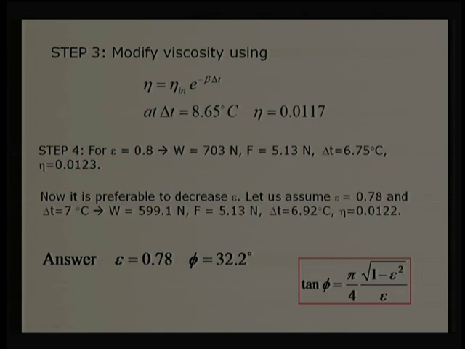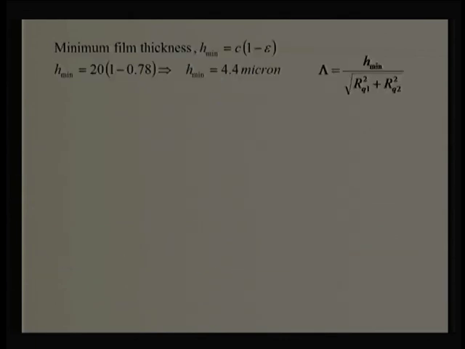Now, time has come to find out the minimum film thickness. We know clearance. Film thickness can be determined based on epsilon as C into bracket 1 minus epsilon. Substitute this value, 20 micron is the radial clearance, 0.78 is the epsilon value, this is turning out to be 4.4 microns. Question comes, whether we have done everything right?